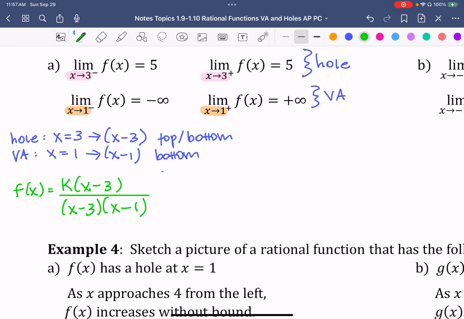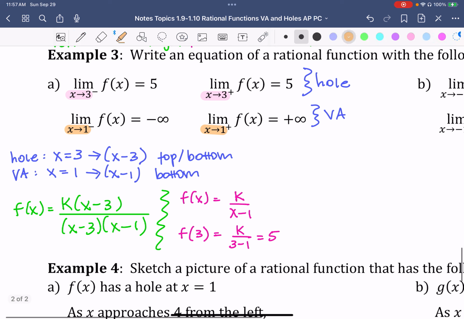Okay, now to figure out what the k value could be, I am going to use the hole. So if I were to cancel out x minus 3, I would be left with k divided by x minus 1. If I use the hole at x equals 3, I would get k divided by 3 minus 1. I also know that f of 3 has to equal 5. How do I know that? Because they gave me the y coordinate of the hole. This y coordinate is f of 3.